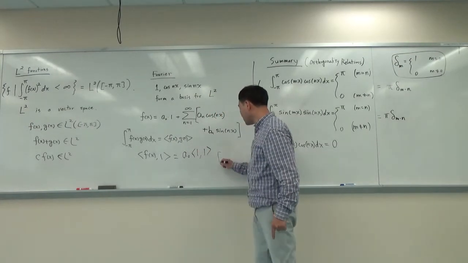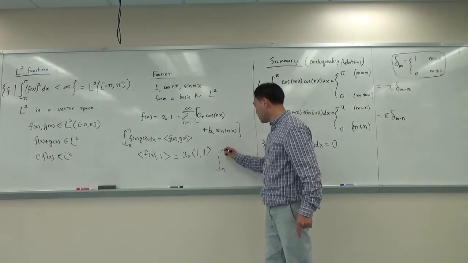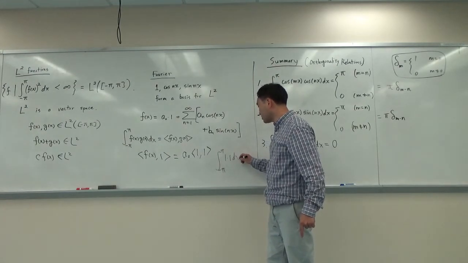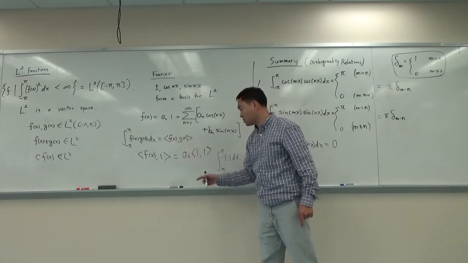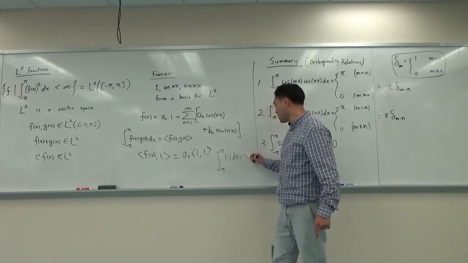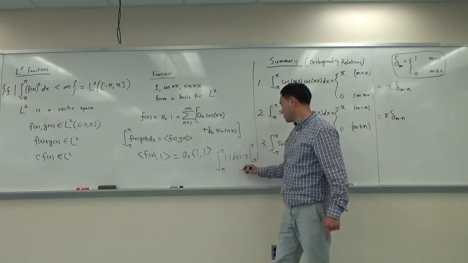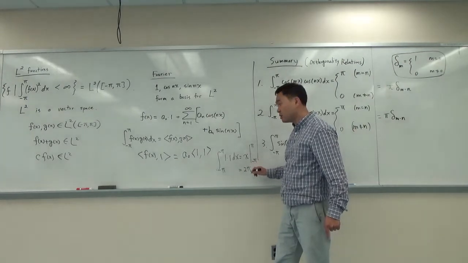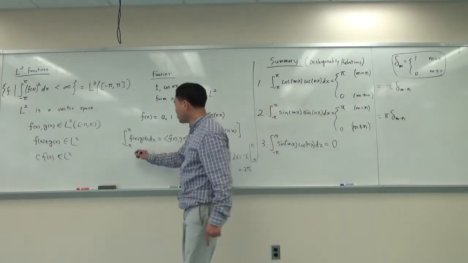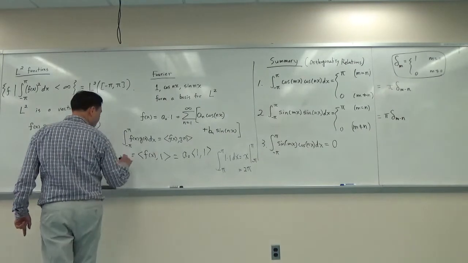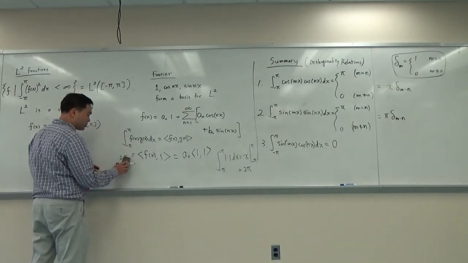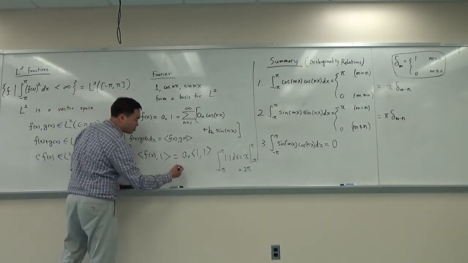Well, what is that? Integral from negative pi to pi of 1 times 1 dx, because that's the inner product. What is that? That's x evaluated from negative pi to pi, right? So you get 2 pi. So this is 2 pi A0.